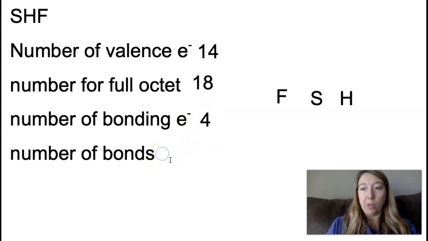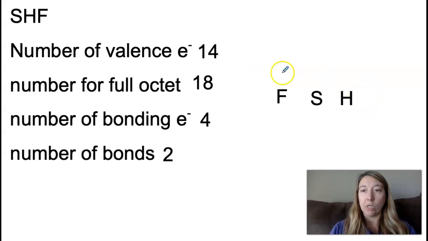To determine the number of bonds, there's always 2 electrons per bond. So we're going to take the number of bonding electrons, which is 4. We're going to divide it by 2. 4 divided by 2 gives us 2. So we know that we need to have a total of 2 bonds.